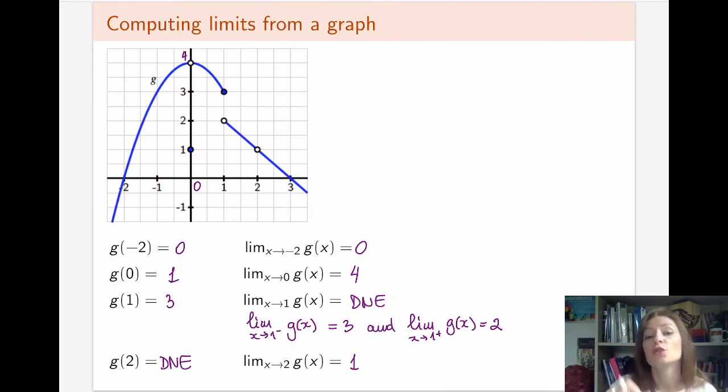So just because you know the value of a function at a point does not mean that the limit value is the same. It doesn't even mean that it exists, okay? So be very careful. If you're asked to compute it, you actually have to compute each and every case.